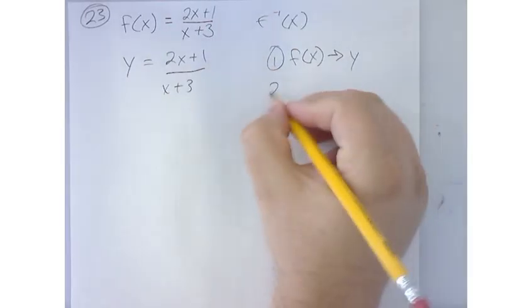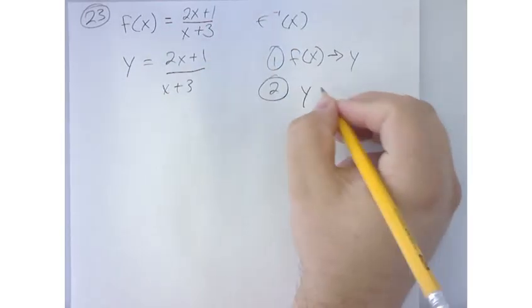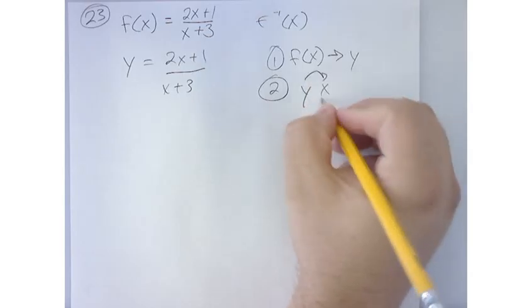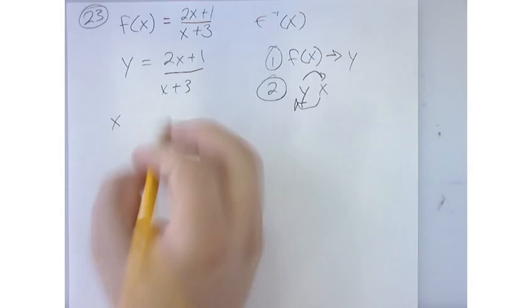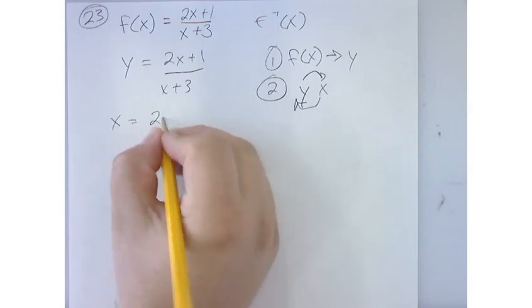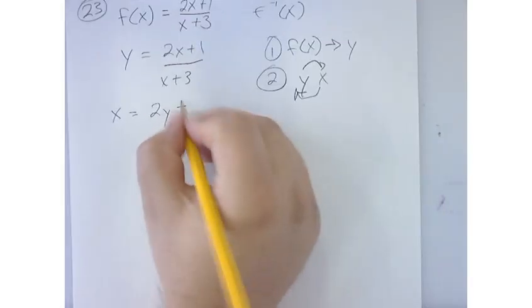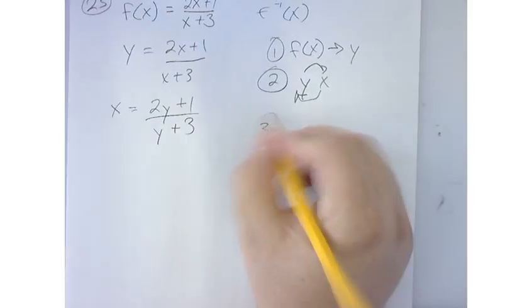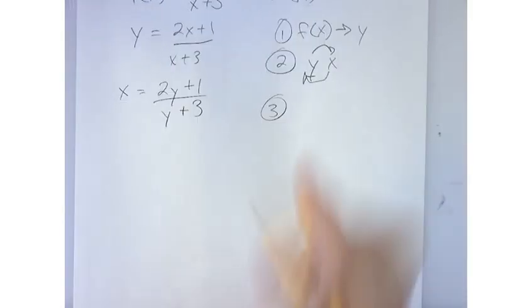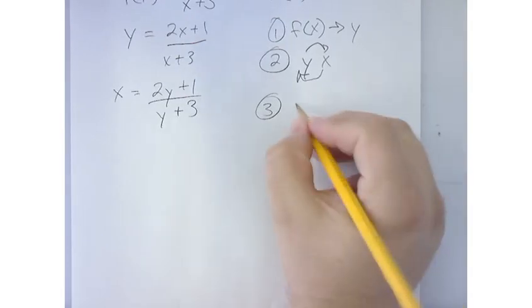Next, we're going to take all the y's and x's and flip-flop them, switch them. Switcheroo! So wherever there's a y, you're going to put an x. Wherever there's an x, you're going to put a y. Why? Because I said so. And then, bam! And then we're going to solve for y equals some stuff.